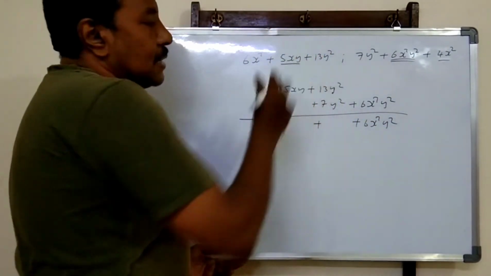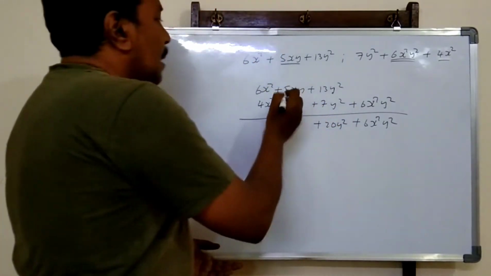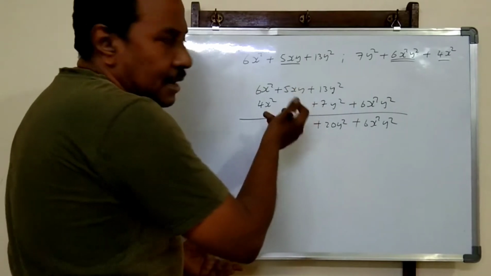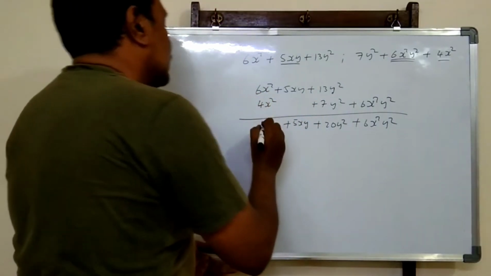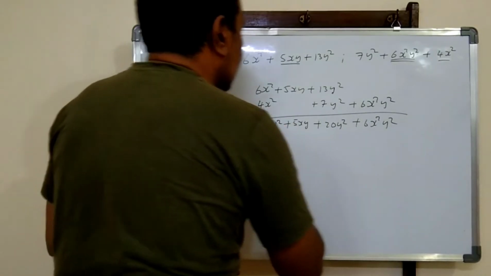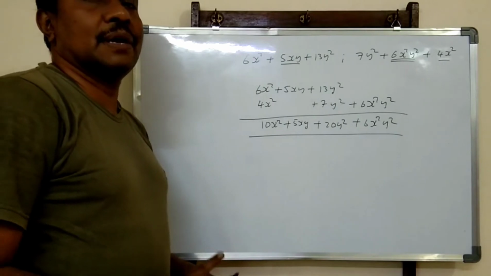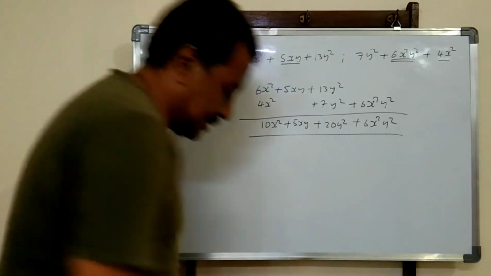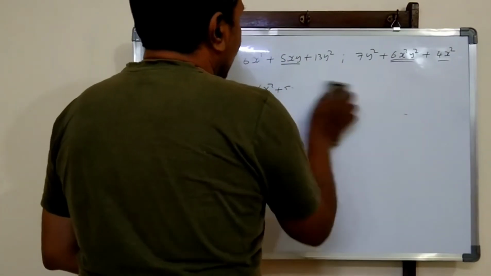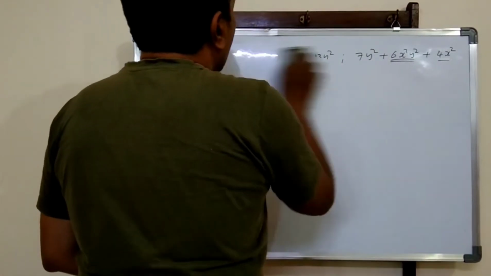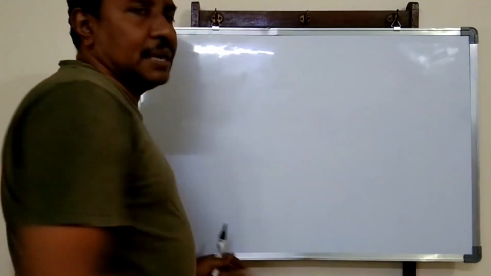plus 7 plus 13, 20y square, plus 5xy, underline the thing is there. So write it as 5xy. 6 plus 4, 10x square. So this is the required expression, the sum of the two expressions. Like this we have to arrange two algebraic expressions and perform the addition.